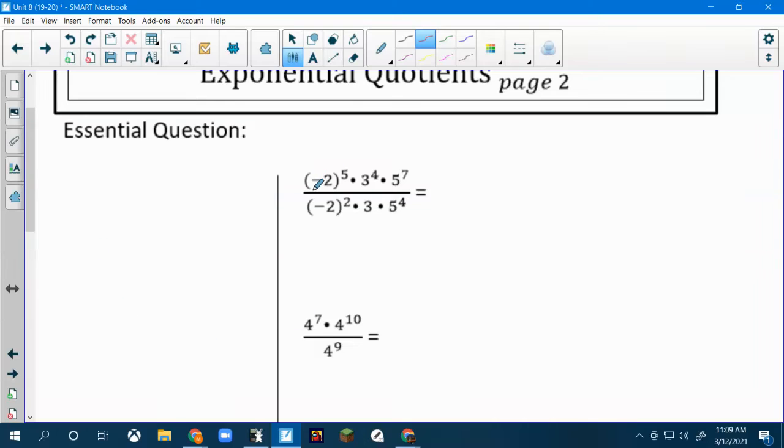All right, let's jump back into Unit 8, Lesson 2, Part 2, Exponential Quotients.